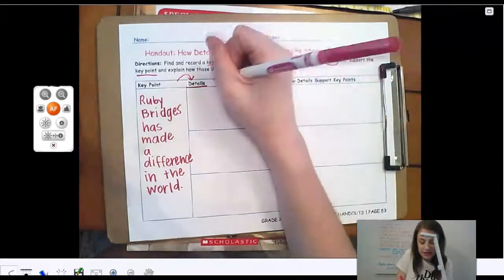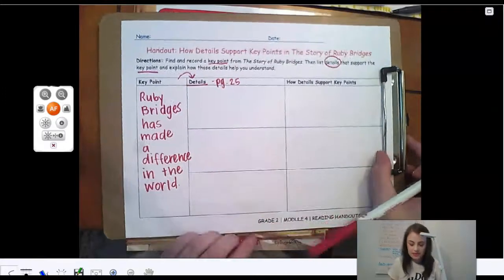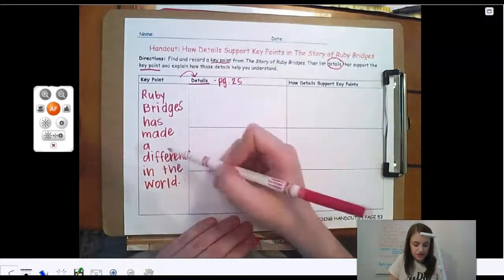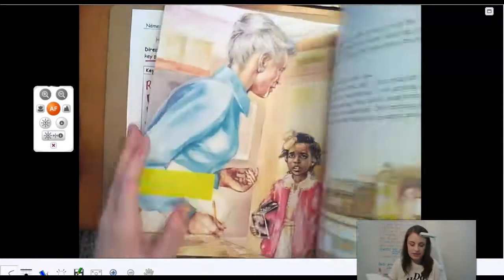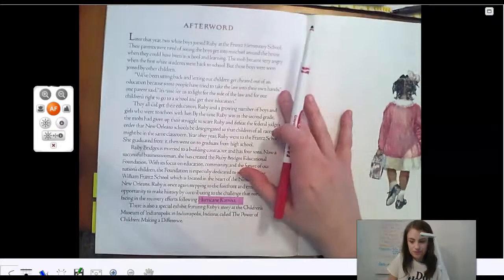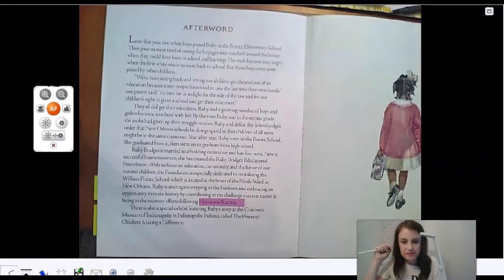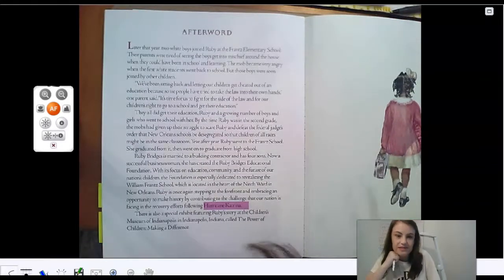We're going to be looking at page 25, the afterword that we just read. Okay, what are some details on that page that show us how Ruby Bridges has made a difference in the world? These are going to be key details, okay, because they are details that support the key point. I'm going to give you a few moments to think. Based off of this page, can you think of any details that show us how she's made a difference in the world? I'll give you a few seconds to think. Think back to all we read on this page.